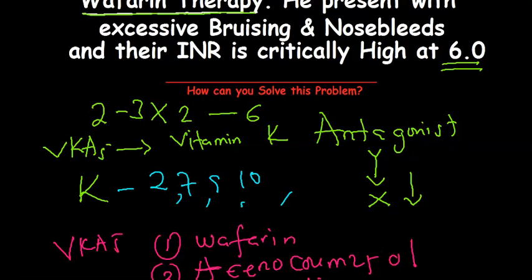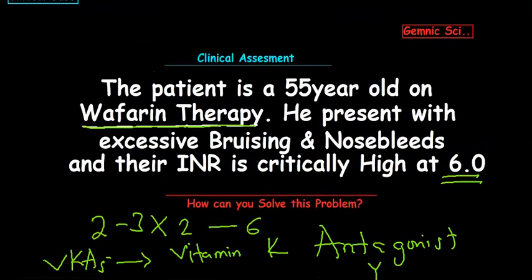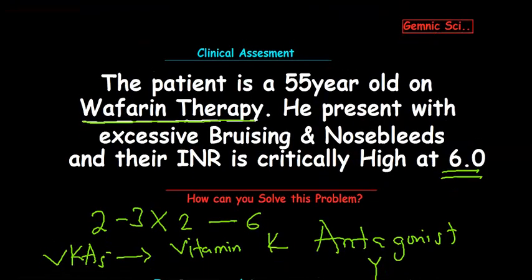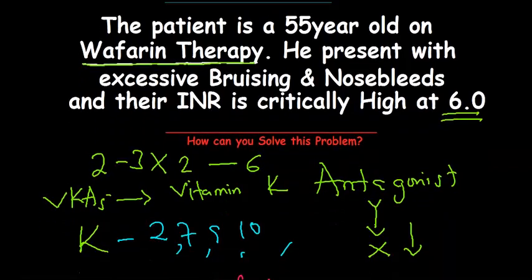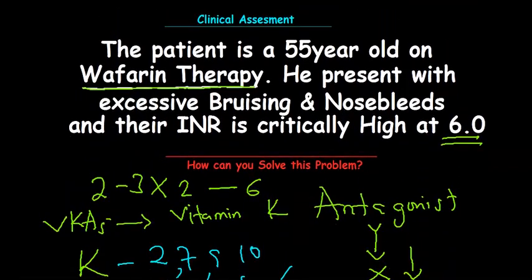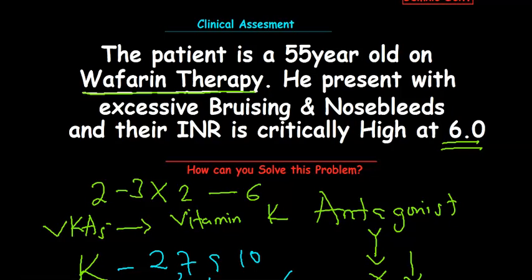Notice that we must first try to assess which type of bleeding we have. Is it life-threatening bleeding or non-life-threatening bleeding? Examples of life-threatening bleeding are brain or internal bleeding, and non-life-threatening are things like bruises, which we have in this clinical problem, or nosebleeding.